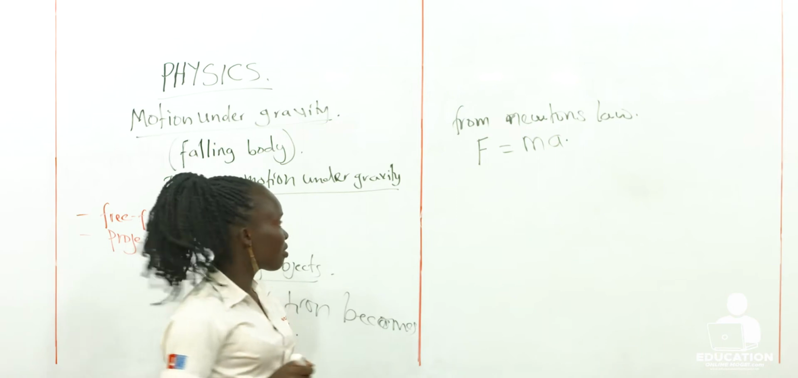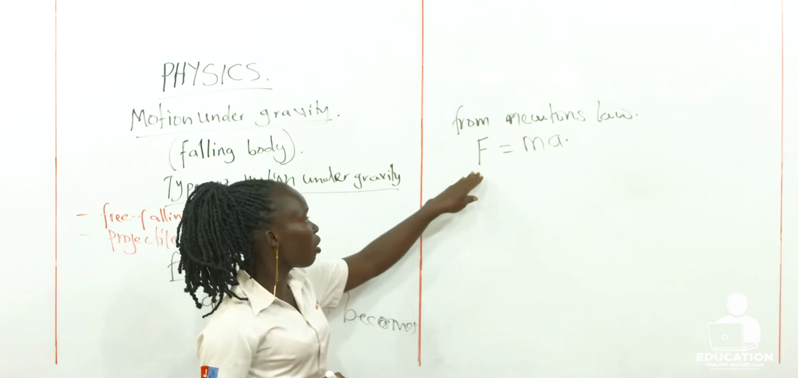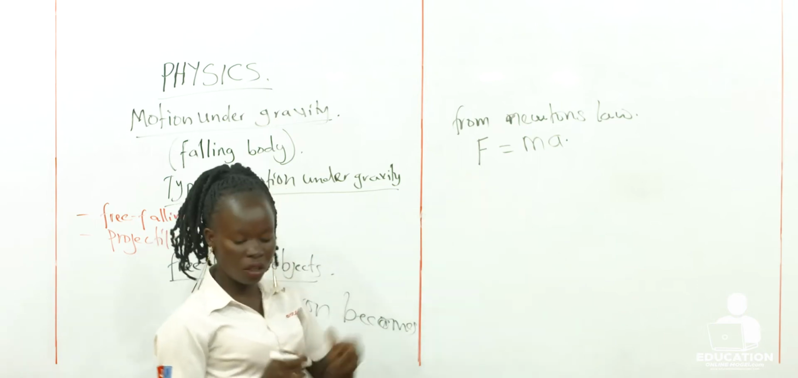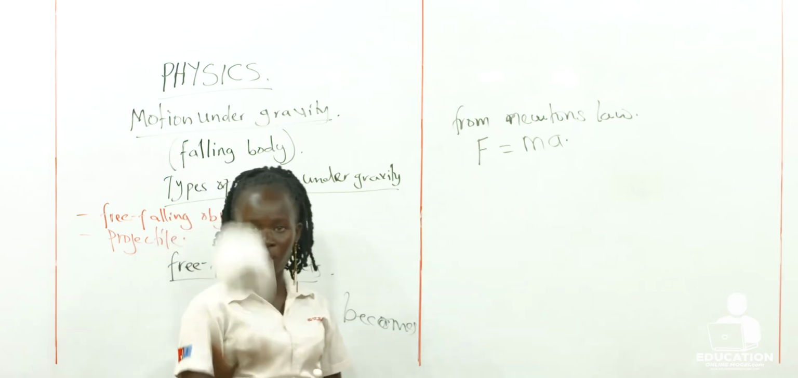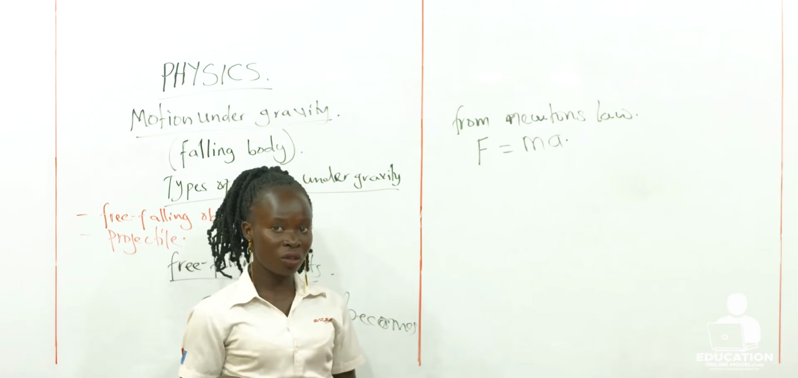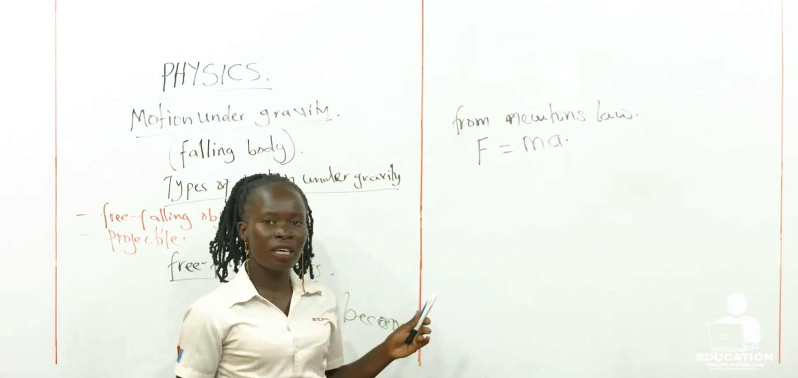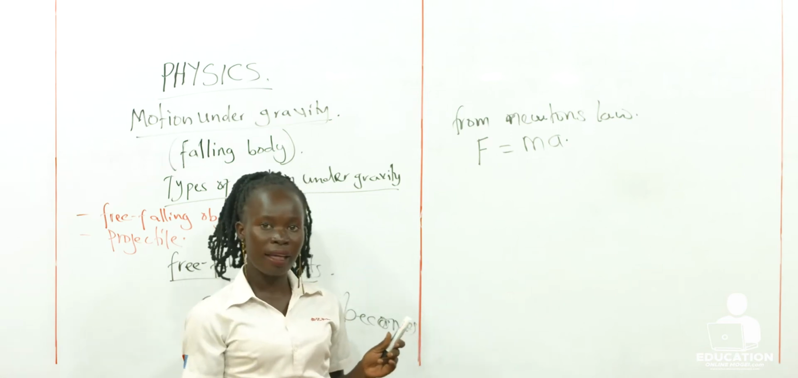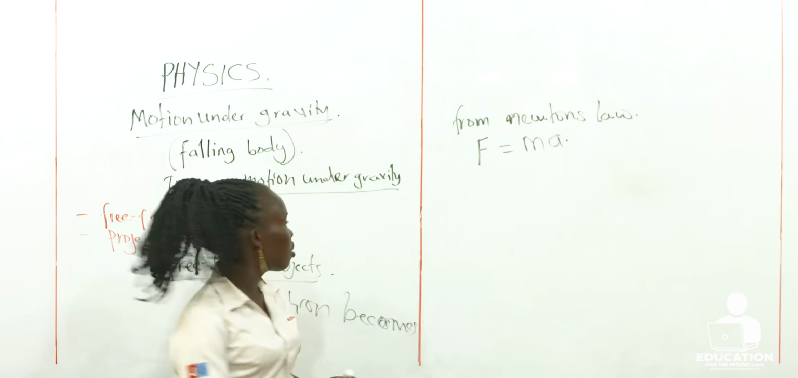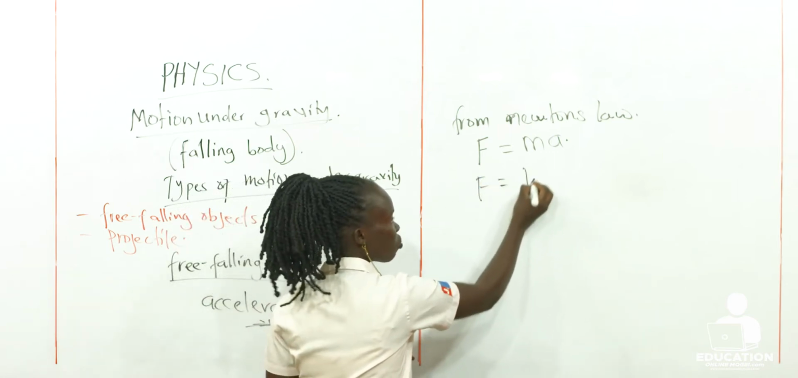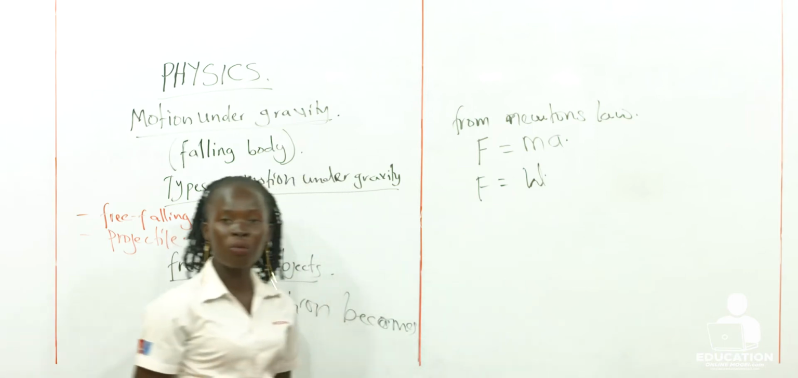But how do you get the force on a body? You see that the force acting on this body when we are bringing it down, when it is falling, is the acceleration due to gravity force acting on it. So what is this force? It is the weight of the body, because it's this weight that is trying to pull the body back downwards. So our force is also equal to the weight of that object.